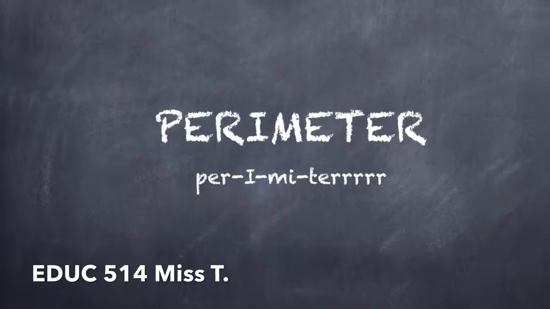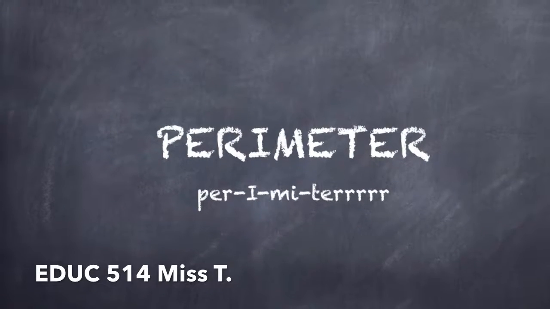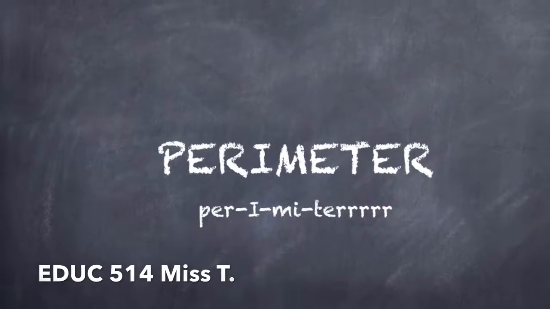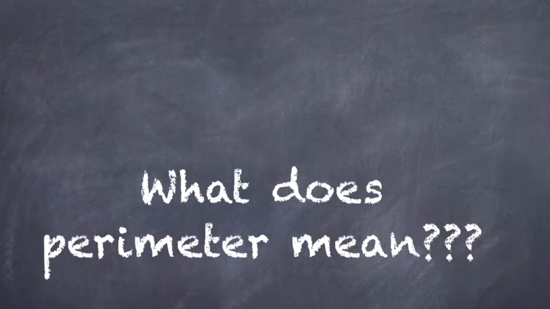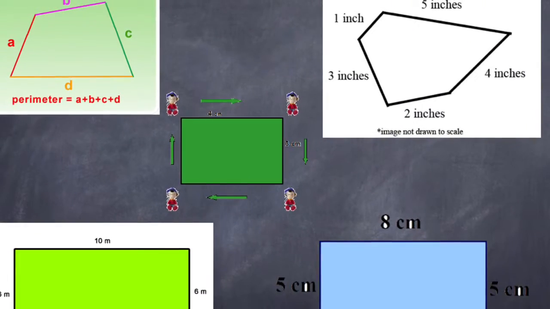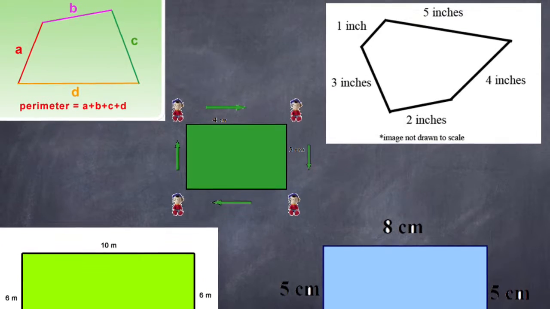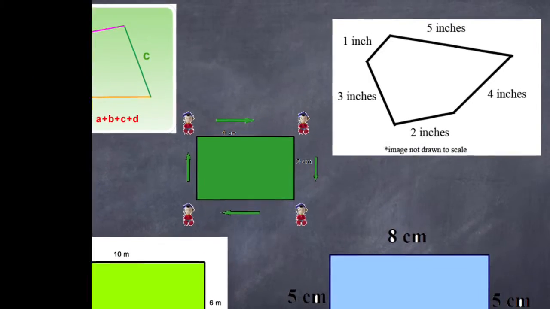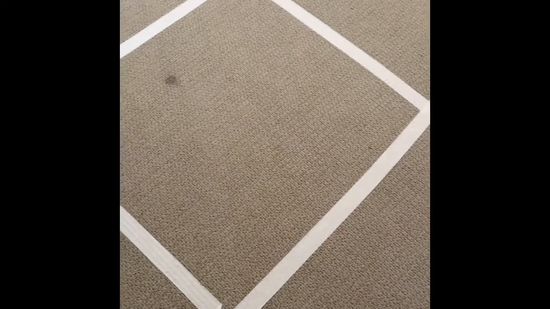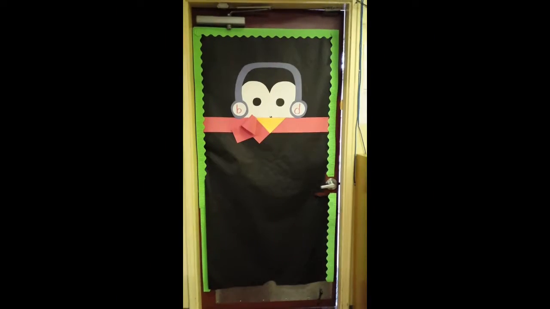Today, we will learn about perimeter, what it means, and how to find it. Perimeter is the distance or length around a shape. But what does that even mean? Distance or length around a one-dimensional shape can be measured in different types of units, like centimeters, feet, yards, or miles.